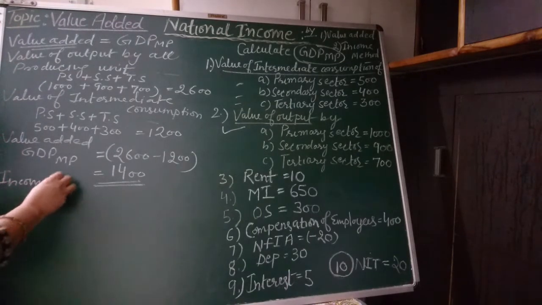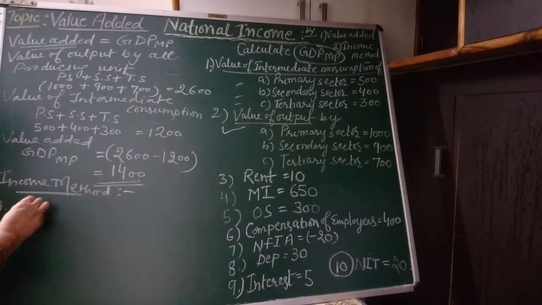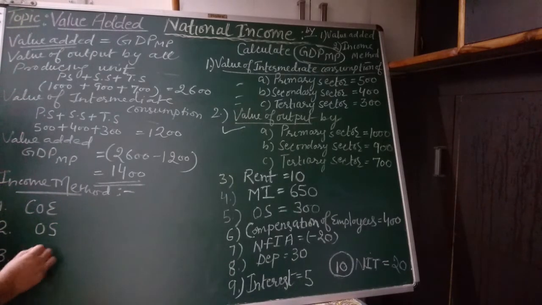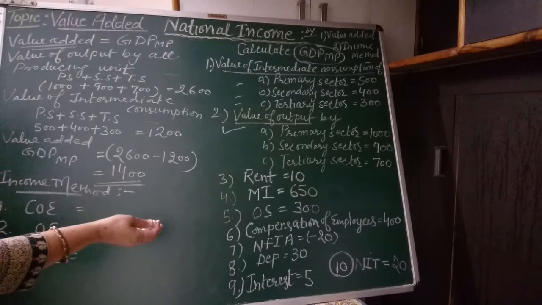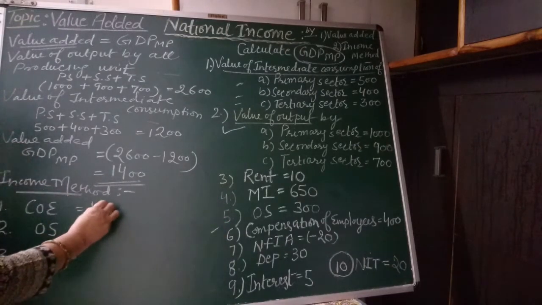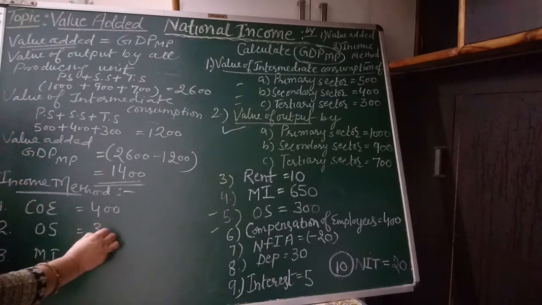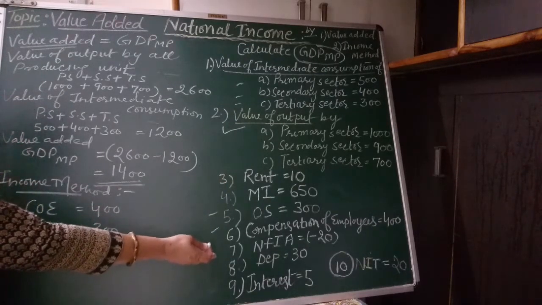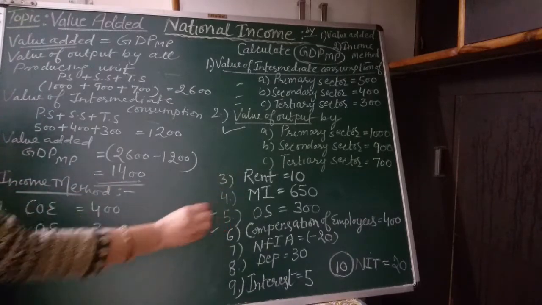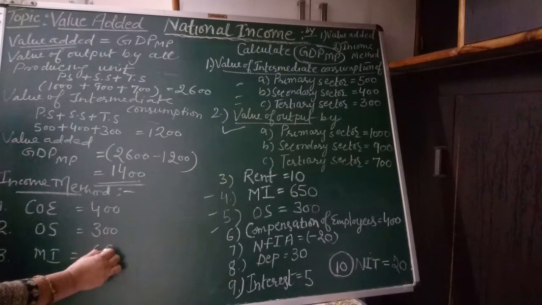Second one is income method. We know that the components of income method are: number 1, compensation of employees; number 2, operating surplus; number 3, mixed income. Now let us see how many items are given. Compensation of employees is 400. Operating surplus is also given, that is 300. If operating surplus is given, then no need to take the components of operating surplus such as rent, interest, profit, etc. That would not be taken into account. Then mixed income, that is 650.